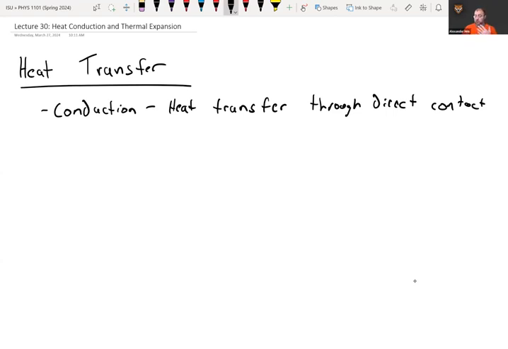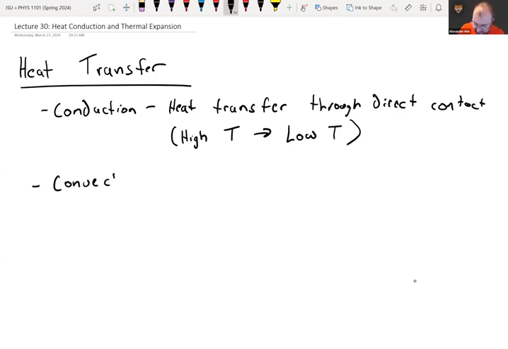Anytime two objects exchange heat through direct contact, that's heat conduction, but there does need to be direct contact. And basically the idea is that heat will spontaneously flow from high temperature to low temperature. That is actually one of the laws of thermodynamics. We'll talk about that in the next lecture, but that's the main idea behind heat conduction, and it's the main one we're going to talk about.